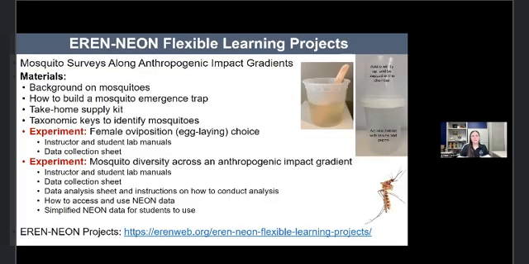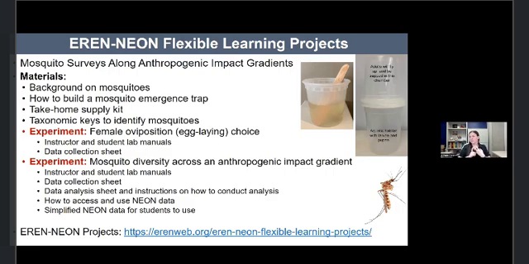So there is a way that you can actually get some ideas by using this EREN-NEON flexible learning project. The link is down at the bottom of this slide. This is basically for school classes, like biology classes, environmental science classes, college ecology classes. And I designed this during COVID. So it tells you how to basically design an experiment at home. And so it gives you background on mosquitoes.